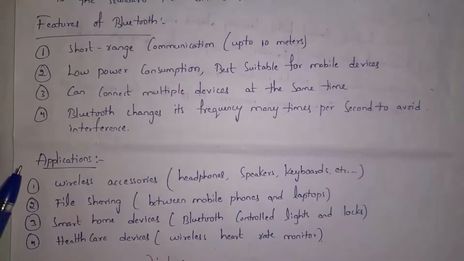These are applications of Bluetooth, and the first one is wireless accessories. Guys, by using Bluetooth, we can connect to headphones, wireless speakers, and also wireless keyboards, etc. And by using Bluetooth, we can transfer files from one device to another device. Guys, we also use Bluetooth in smart home devices. For example, by using Bluetooth, we can control lights, we can also control locks, etc. Guys, we also use Bluetooth in healthcare devices. For example, Bluetooth is used in wireless heart rate monitors.